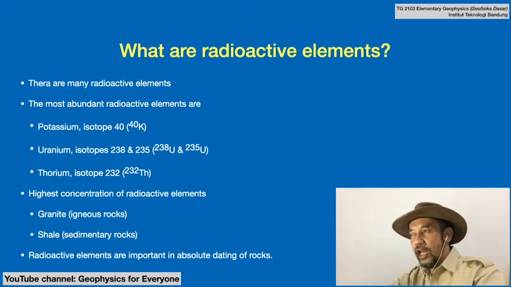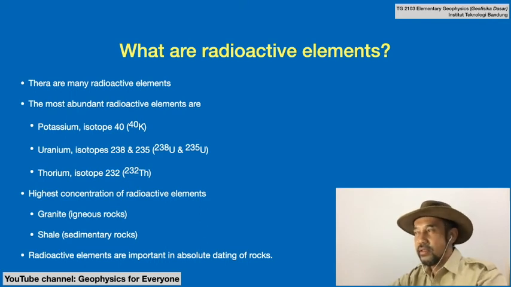Concentration of radioactive elements varies between rock types. Among igneous rocks, granite has the highest concentrations of radioactive elements. Shale, on the other hand, has the highest concentration of radioactive elements among sedimentary rocks. Radioactive elements and their isotopes are important in absolute dating of rocks. Dating methods are mostly based on these radioactive isotopes.